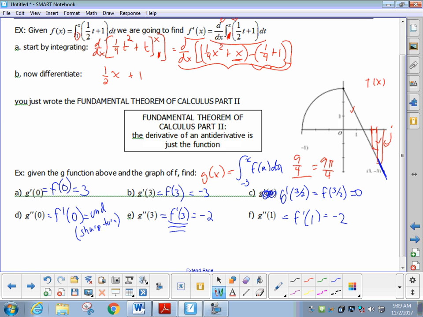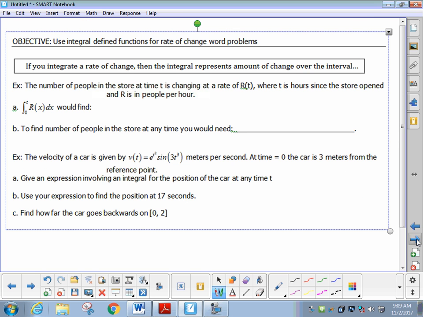Okay. You with me? All right. These are very common AP style questions. We'll practice them as we go. All right. Now, switching gears slightly.